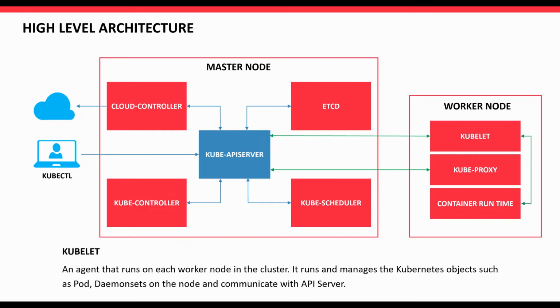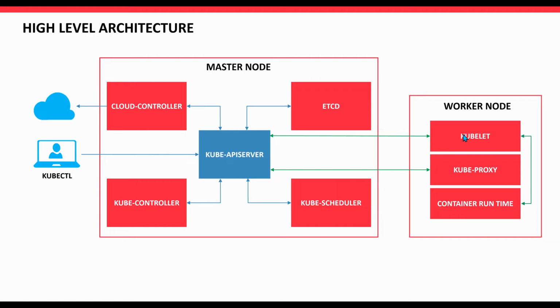The first one is Kubelet. Kubelet is an agent that runs on every worker node. It runs and manages the Kubernetes objects such as pods. Kubelet also communicates to the container runtime to pull images from the container registry. When a pod spec goes to Kubelet, Kubelet tells the container runtime, hey, I want to create a pod. For that pod, I need an image. Go and pull it. Then the container runtime listens to Kubelet and goes to the container registry and picks up the specific image to be deployed.